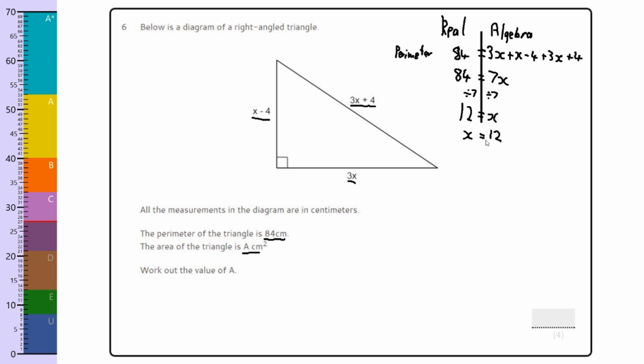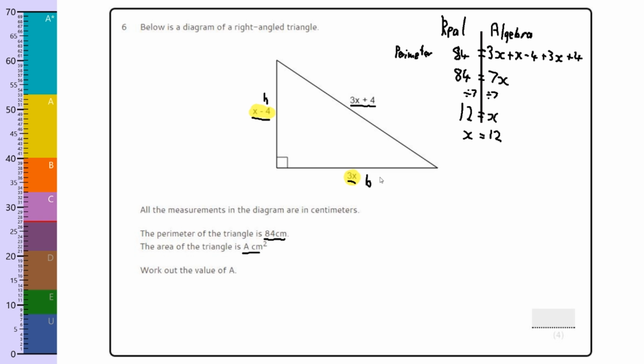So x is 12. Now it asks for the area of the triangle. Now to work out the area of a triangle, you need two of these. You need the two of these that hit each other at a right angle. We call this one the base and we call this one the height. You do not ever use this one, which is actually the hypotenuse, but you don't ever use it. So we've got the base and we've got the height.